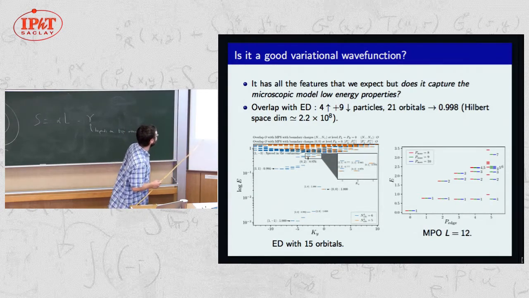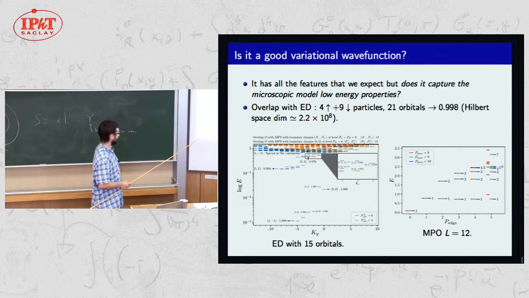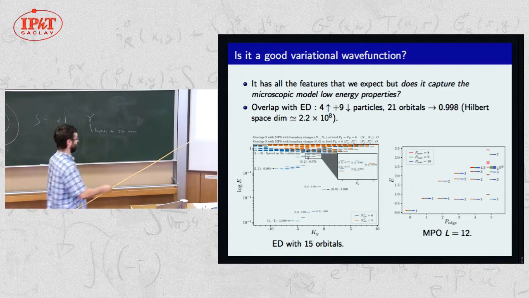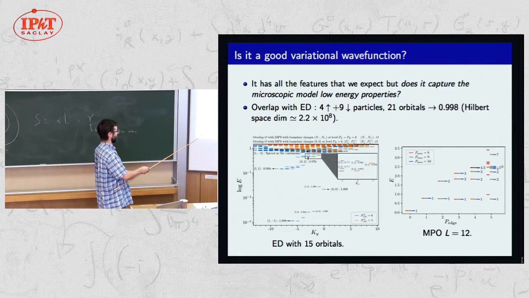I don't know if we can really see. It's a bit too small. But the overlaps are pretty good, not just for the ground state, but also for the first few small energy states. At least the ones that are at the interface, because some of these are at the edges.